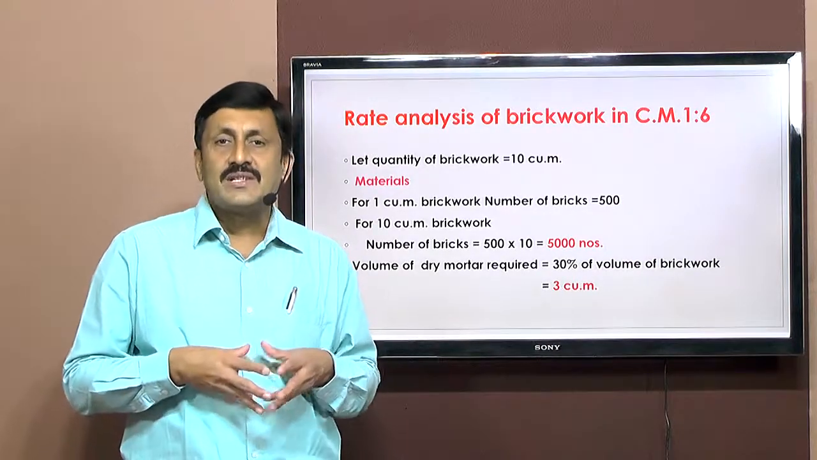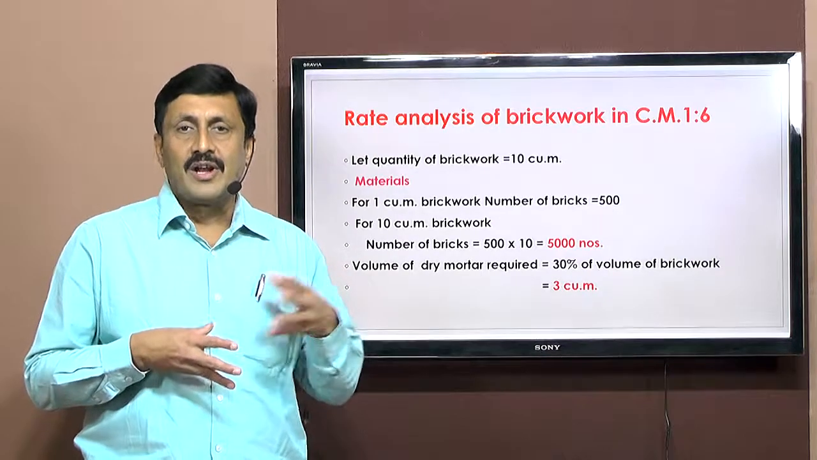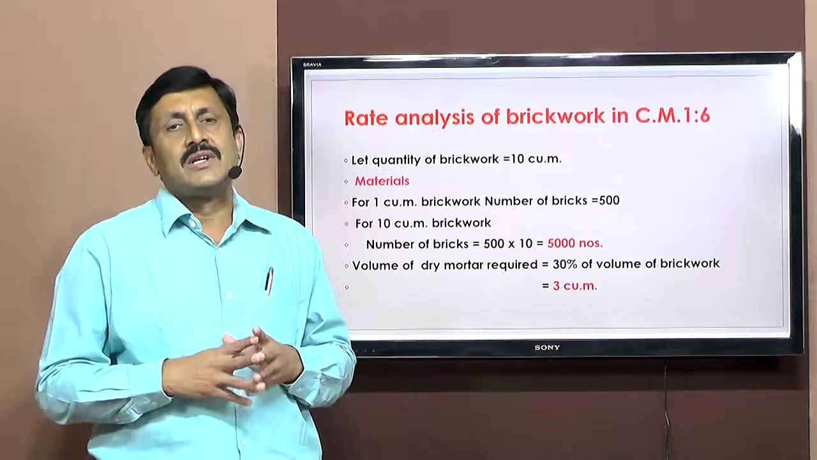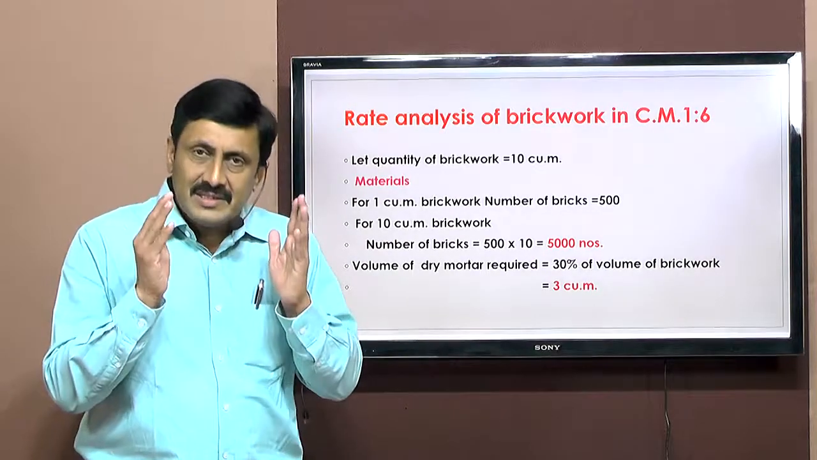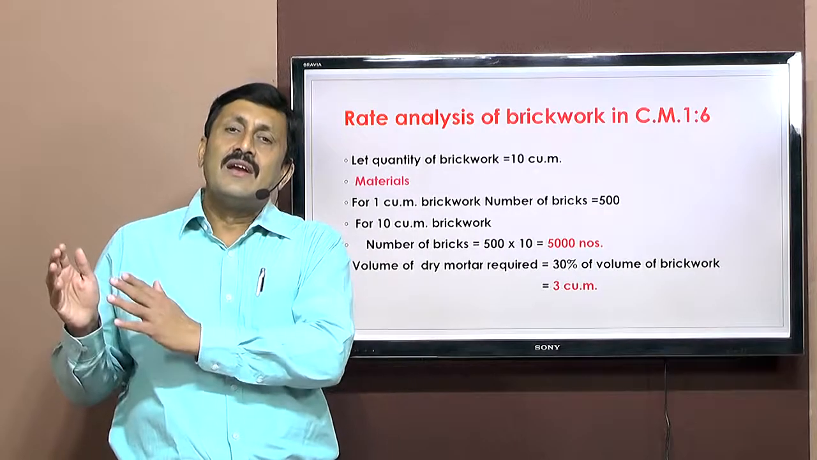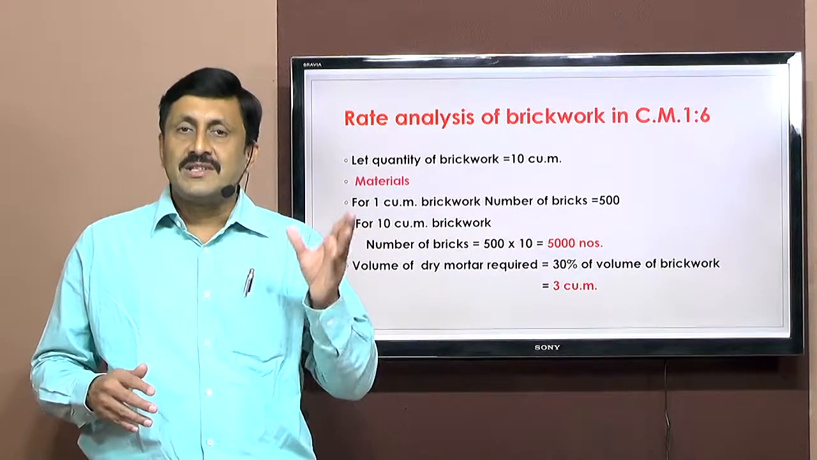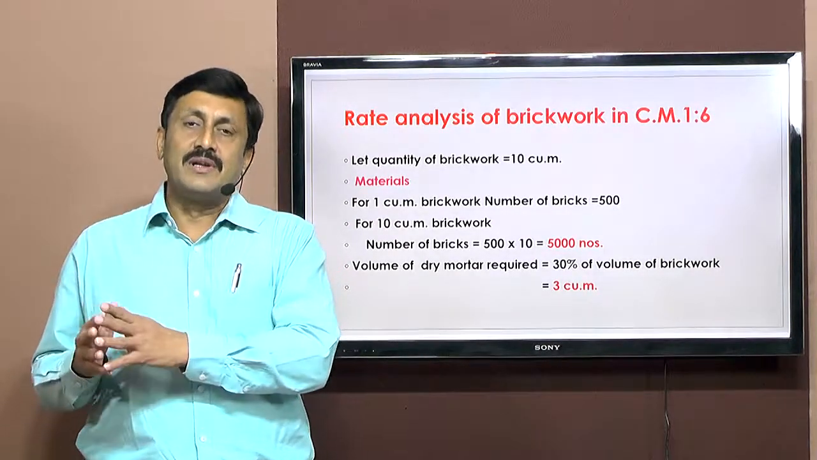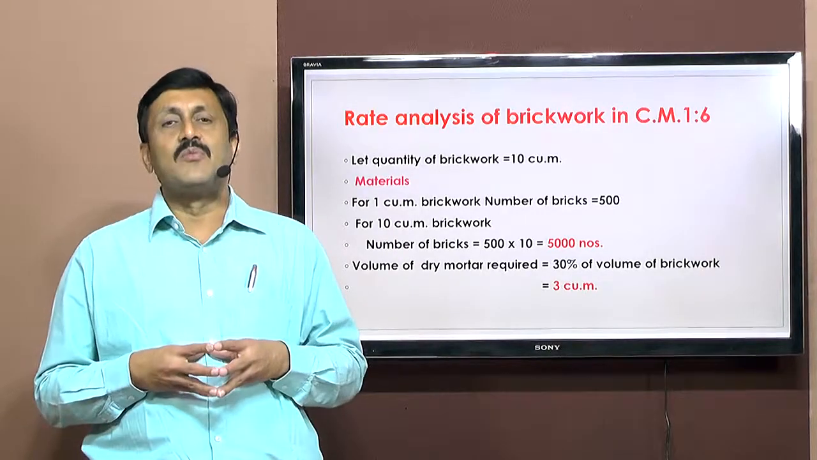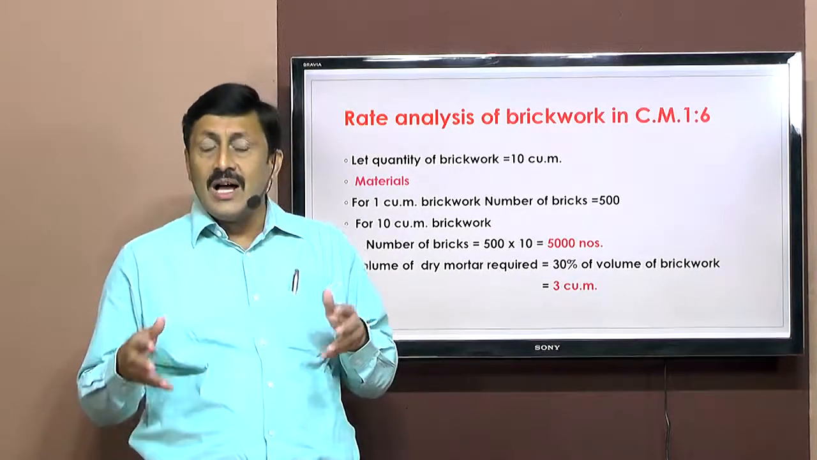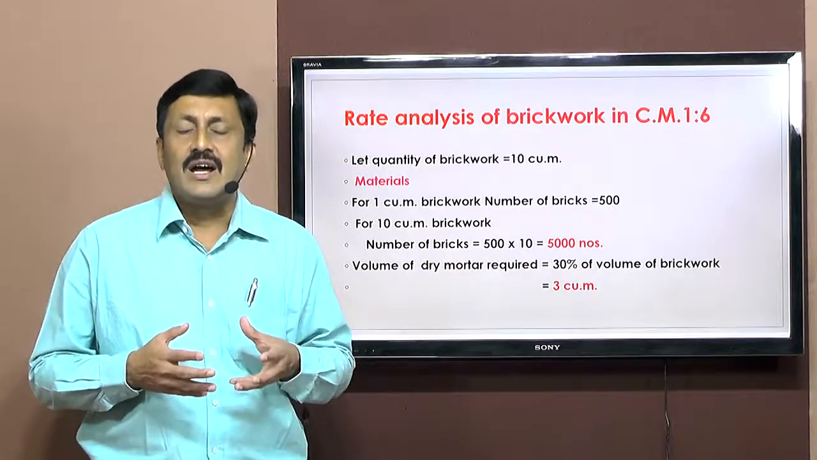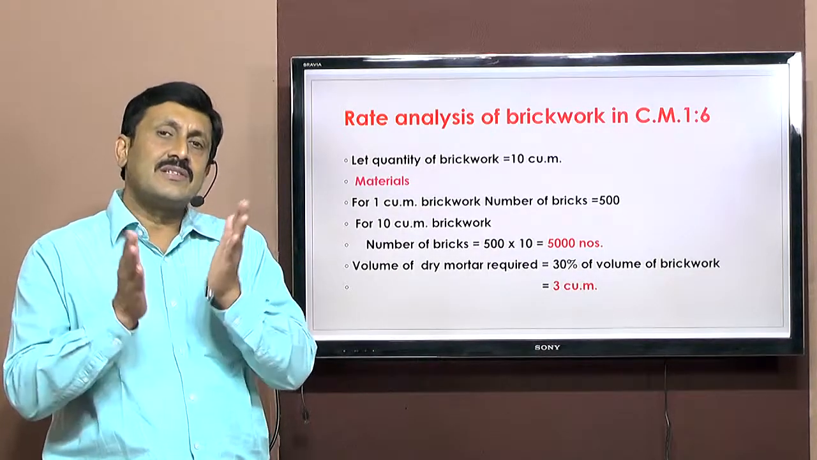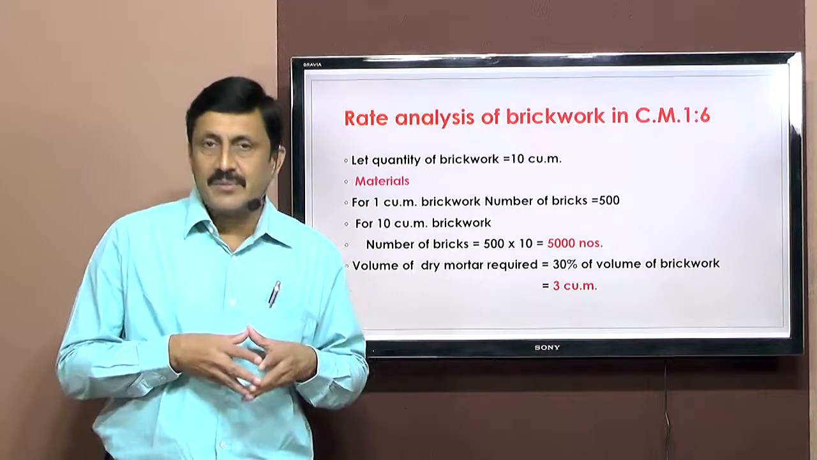Then after that we need to add some amount for contractor's profit, and then finally we'll find out the total cost of this 10 cubic meter brickwork, and once we divide this total cost by the quantity of work which we have assumed, that is 10, we will come to know how much is the rate per cubic meter of brick masonry in cement mortar 1:6. So as I said, we have assumed the quantity as 10 cubic meters. So first part will focus on the materials required for this 10 cubic meter brickwork.